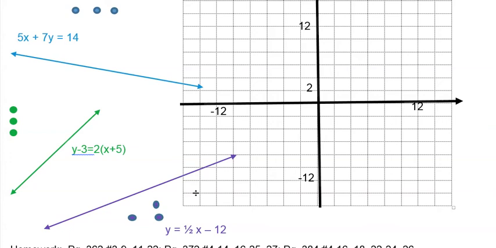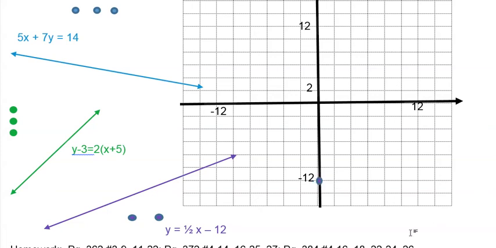Unlike when we're graphing individual points using their coordinates, when we're using slope-intercept, we're going to start with the intercept, and we're not going to count from the center. We're going to count from the point we've got. So for that first one, our intercept is minus 12, so we're going to put a point right at minus 12.